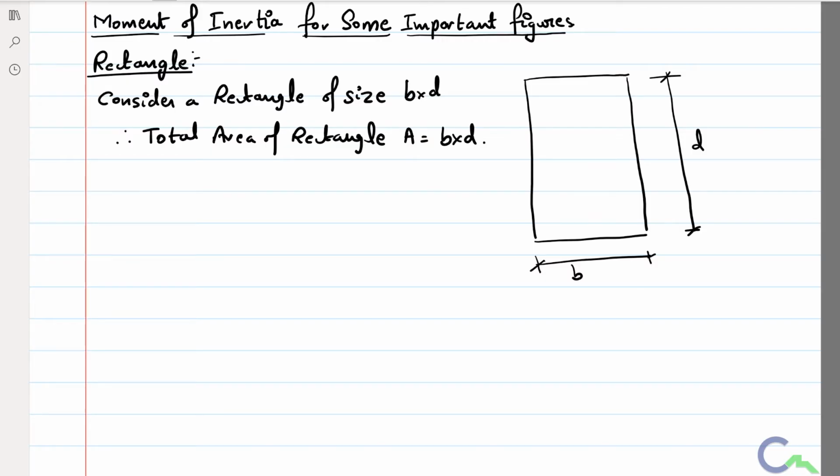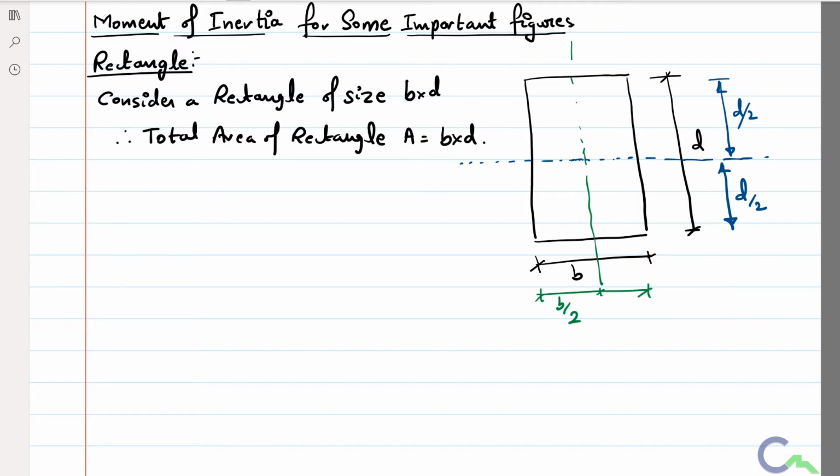So after that I am going to consider the centroidal axis of this rectangle. As we know, it is at a distance of d by 2. Then in horizontal direction it is at a distance of b by 2. So horizontal centroidal axis I can take as xx, and vertical centroidal axis I can take as yy.